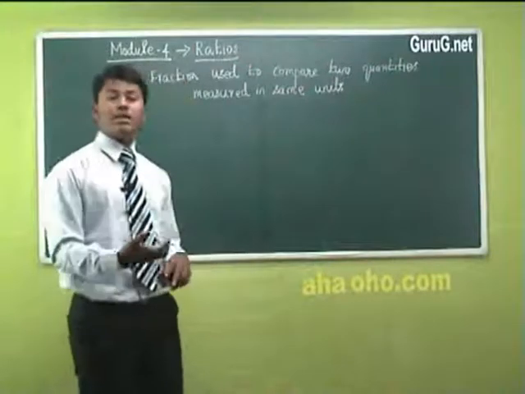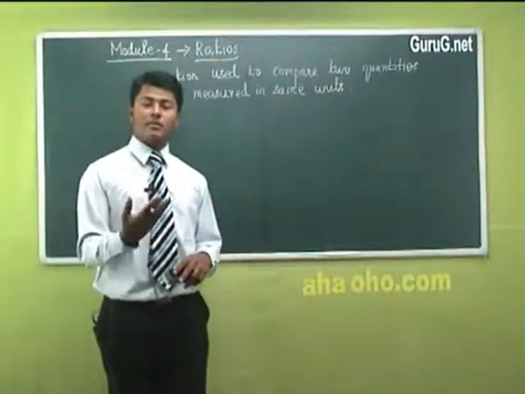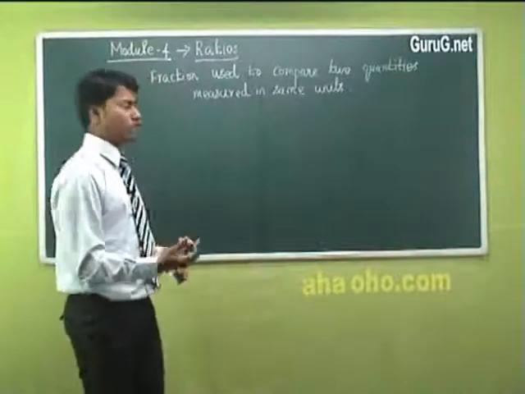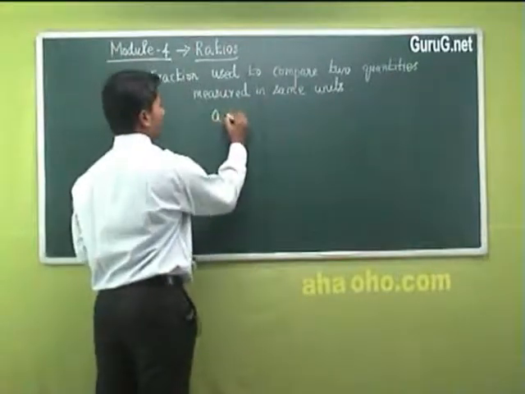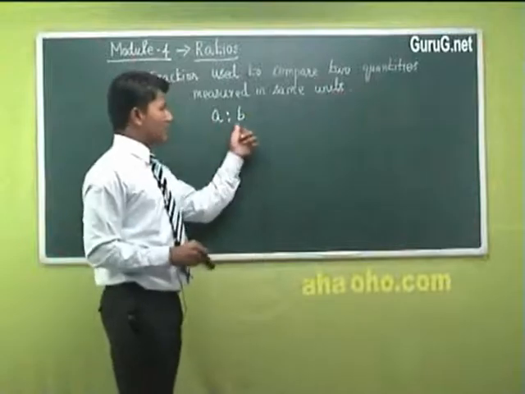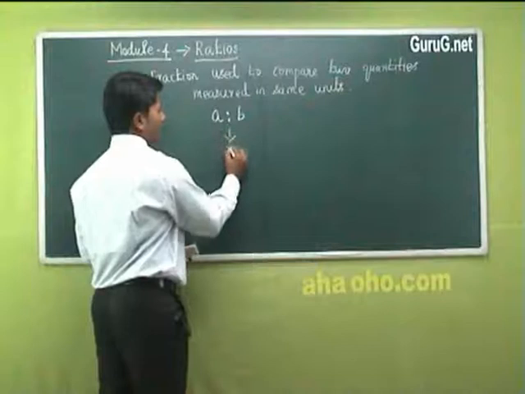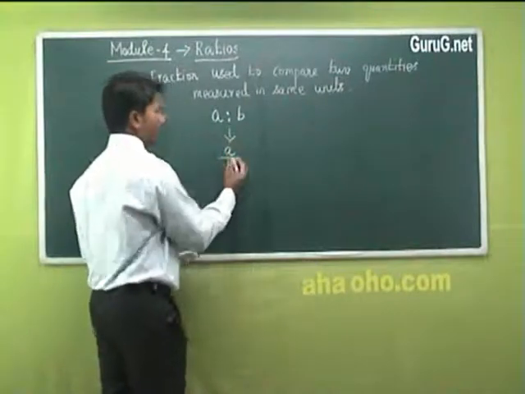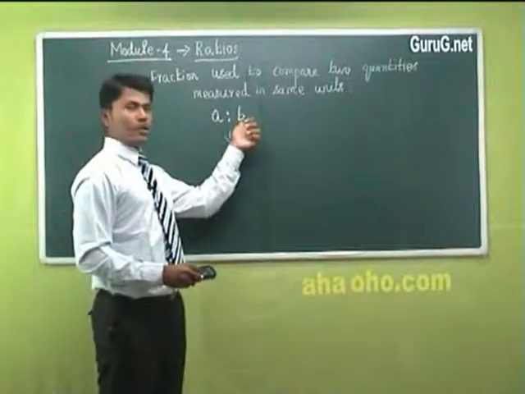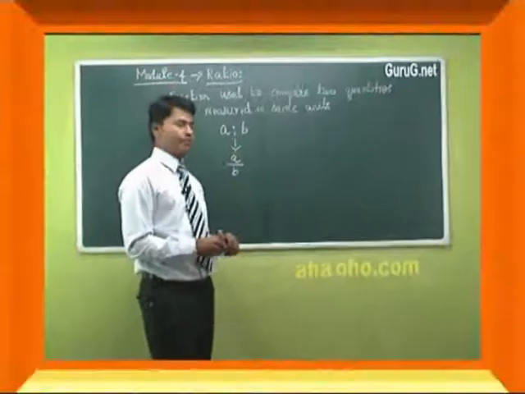We have seen the representation for percentage, and for fractions, numbers, and so on. In the same way, what is the representation for ratio? A ratio is always represented in the form A is to B. It is read as A is to B. The fractional representation of the ratio is A by B. This is the representation in ratio form, and this is the equivalent fractional form.